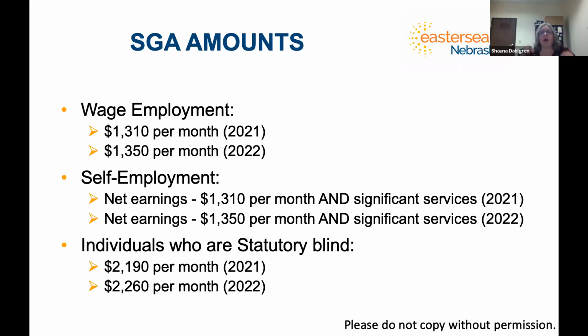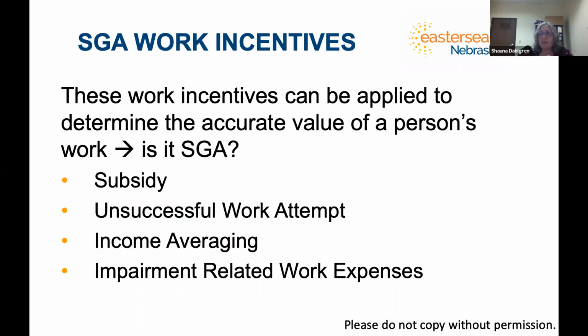And then there are special SGA limits for individuals who are considered statutory blind. That is $2,190 for 2021 and $2,260 for 2022. So these are amounts that Social Security looks at after a trial work period is completed to determine the effect on cash benefits. But again, people can still continue to access healthcare even if their cash benefits would stop because of work. And I think that's an important point to take away from today.